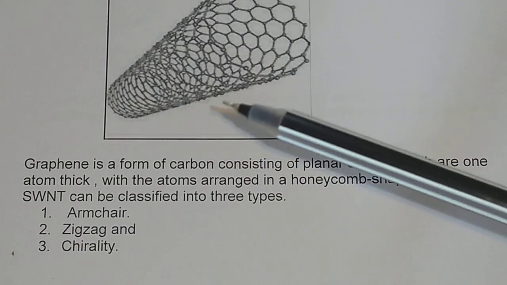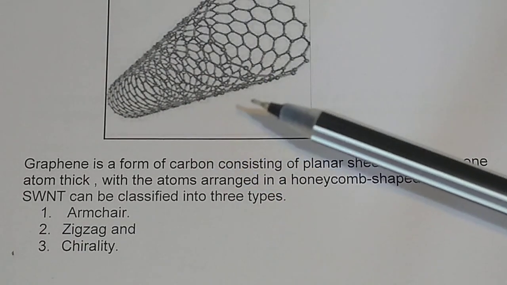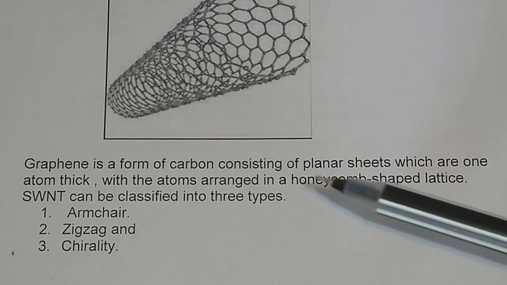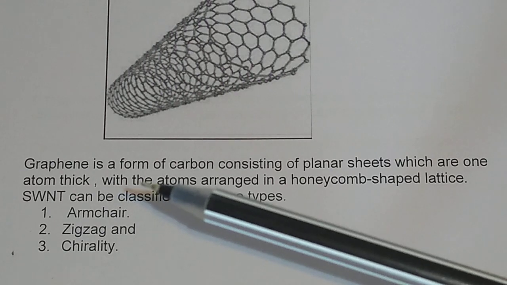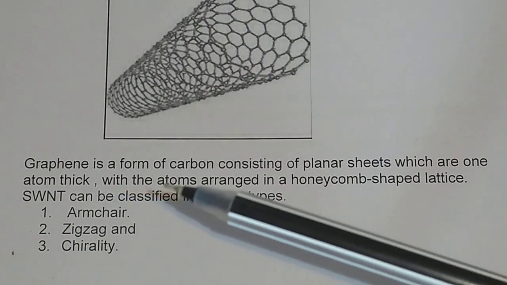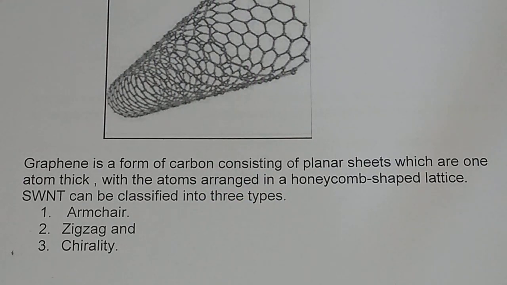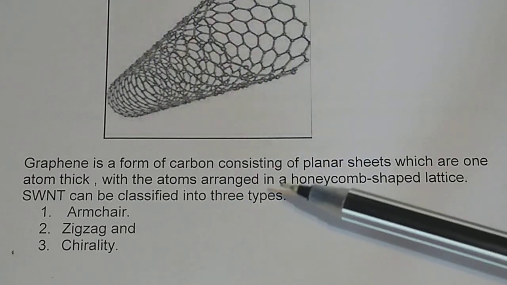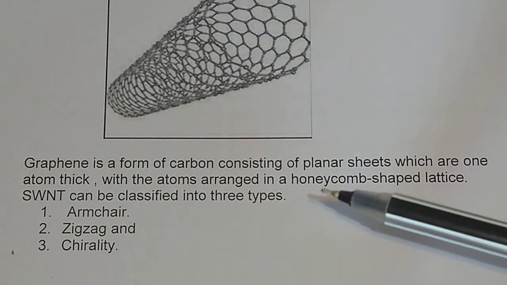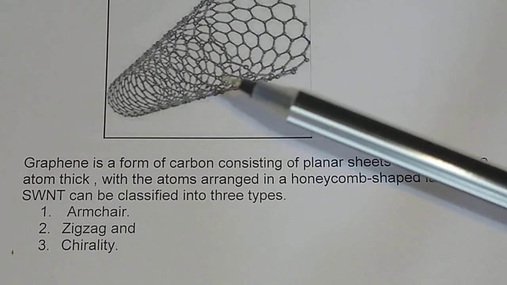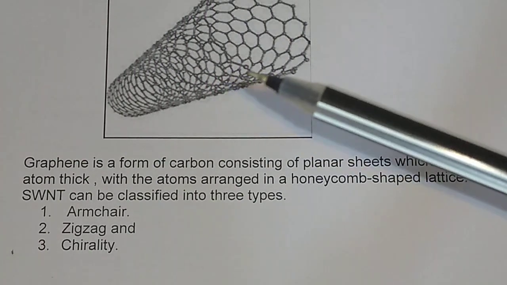What is graphene? Graphene is a form of carbon which consists of planar sheets which are 1 atom thick. In graphene, the atoms are arranged in a honeycomb shaped lattice. This is the structure of honeycomb shaped lattice.